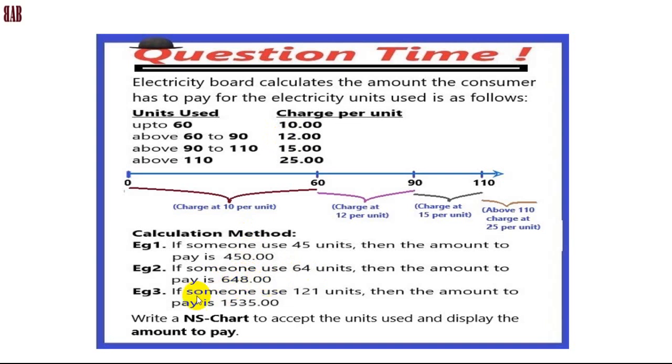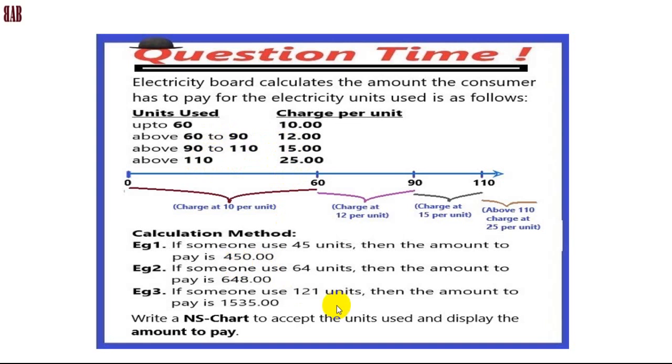Same way, if someone uses 121, which means it's going to be above this. Above 110 units, say 121 units, the first 60 will be charged at 10, then 30 units, that is from 60 to 90 units, will be charged at 12, and then there is another 90 to 110 units, which will be charged at 15, whatever the currency is, rupees, dollars, whatever, and anything above will be charged at 25.